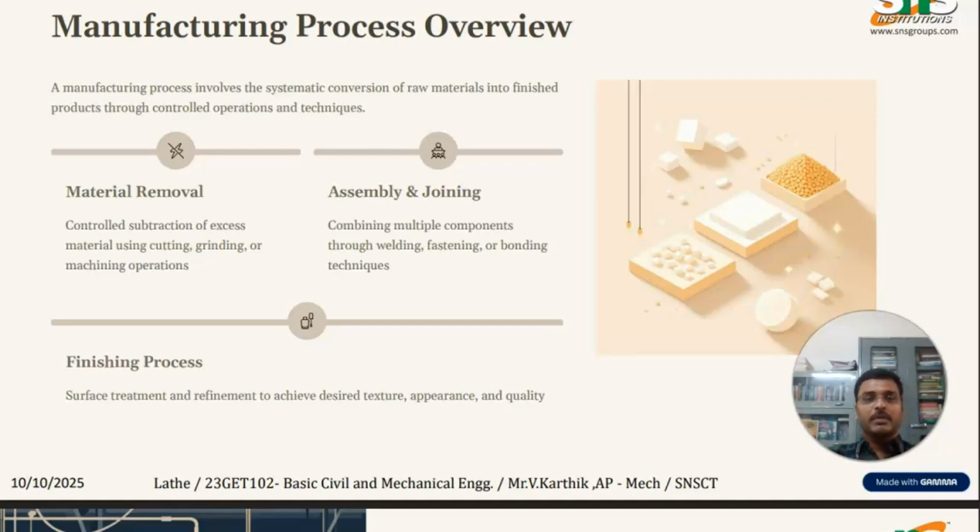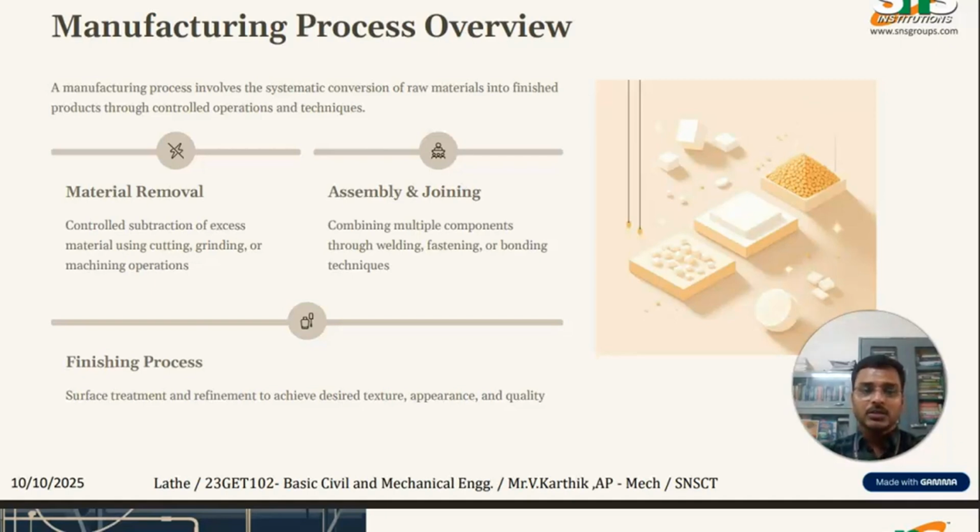In the manufacturing process, from raw material in the inventory to the product, some operations have to be carried out: material removal and assembly or joining. Material removal is a process where the MS material or the steel sheet or whatever it may be, we use material removing operations, and also we do small component joining or assembly. We make a fully finished product. Here the material removal is the controlled subtraction of excess material using cutting, grinding, or machining operations.